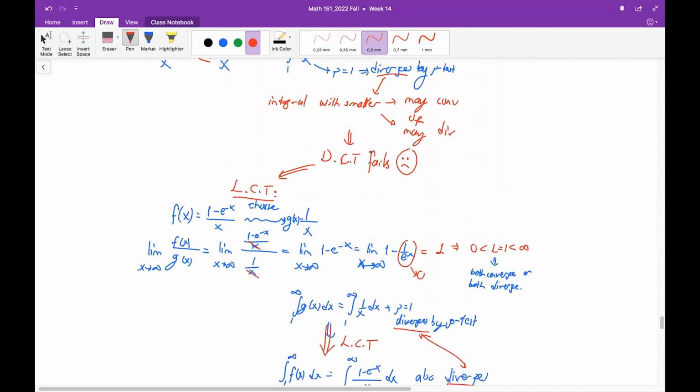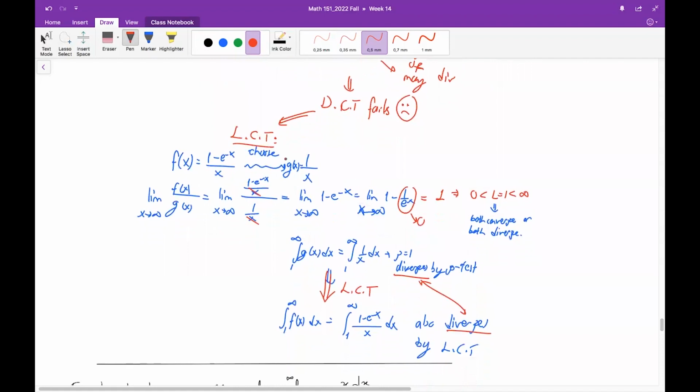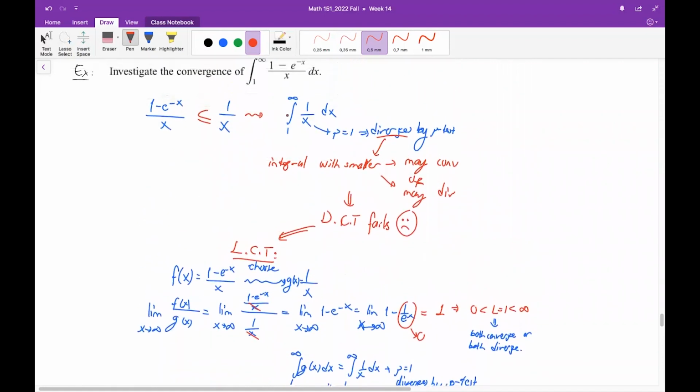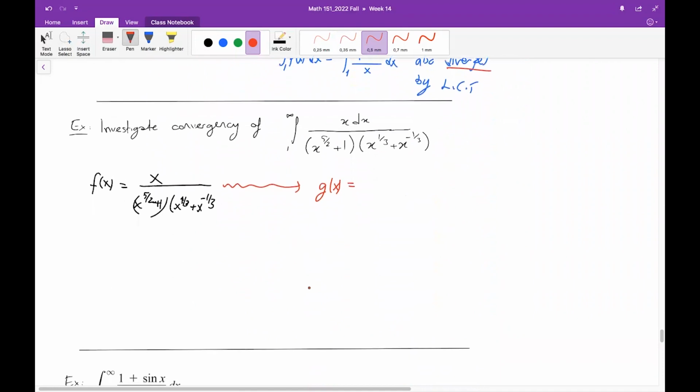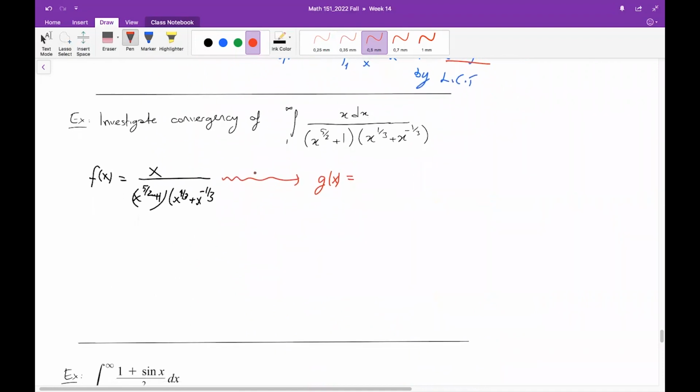Now, in the previous question, I didn't tell you exactly how to choose this g of x function, because we had a candidate after analyzing the direct comparison test that we chose as our g of x. But here, I will tell you a certain way of choosing your g of x function. You will choose the dominating terms in your function. This will be the way of choosing g of x.